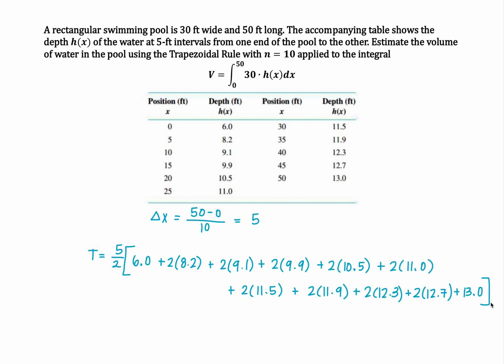If you go ahead and do all the arithmetic inside those brackets, you're going to get a grand total of 213.2. So that leaves us with 5 halves times 213.2. And when you multiply that out, it works out to be 533.